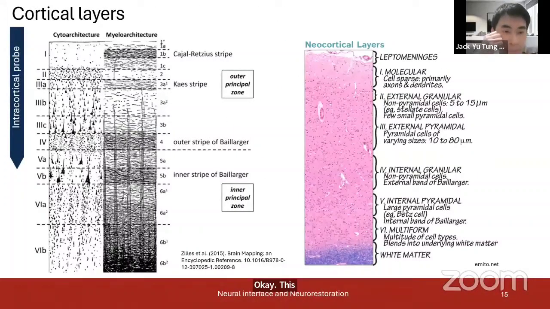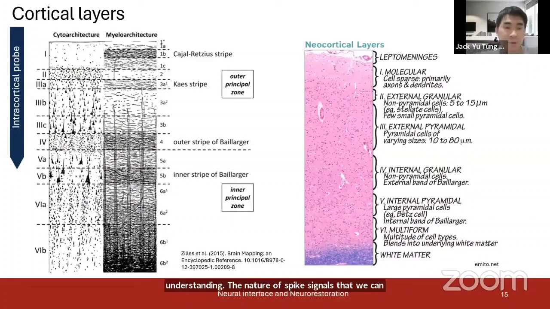Thank you. So, at this point, I just want to talk a little bit about the different layers of the cortex and also their electrical properties. Understanding the cortical layers and how neural signals are processed within these layers will be very important and relevant in understanding the nature of spike signals that we can record from micro-electrocorticographic arrays.